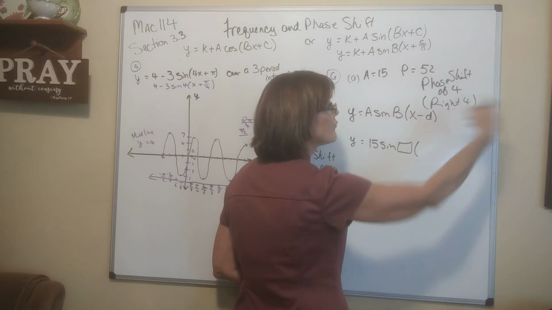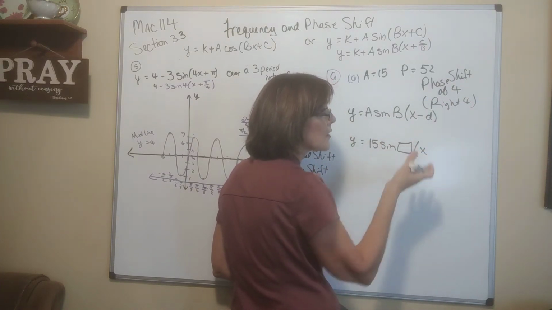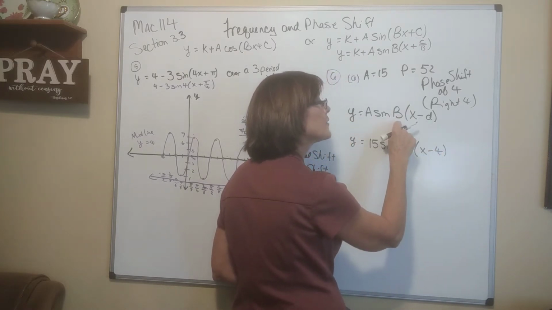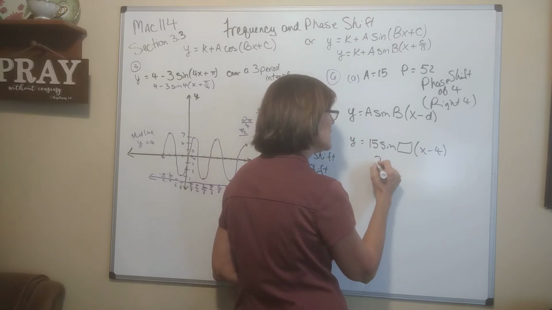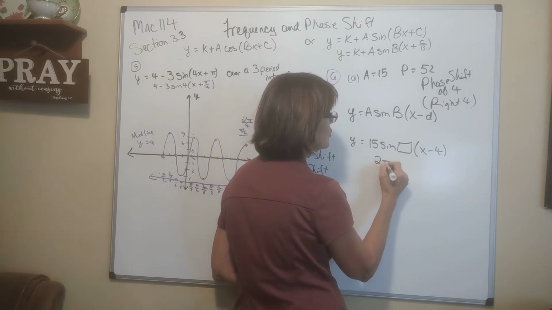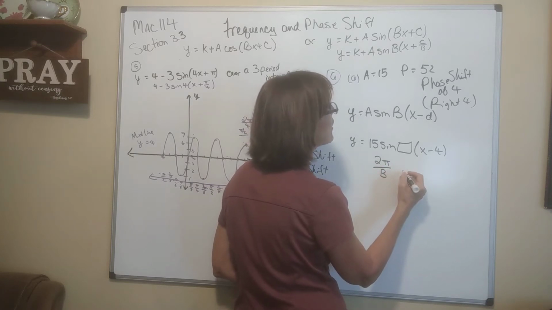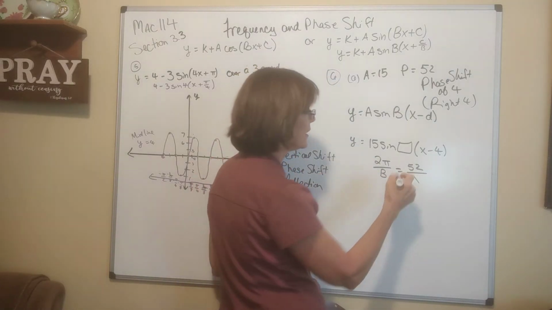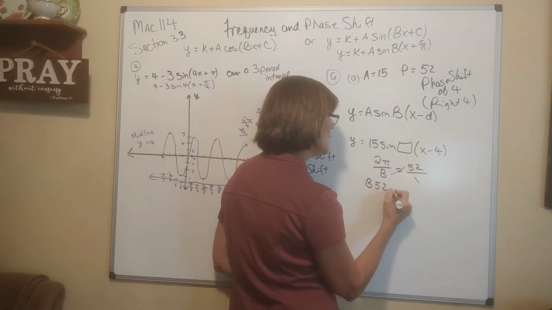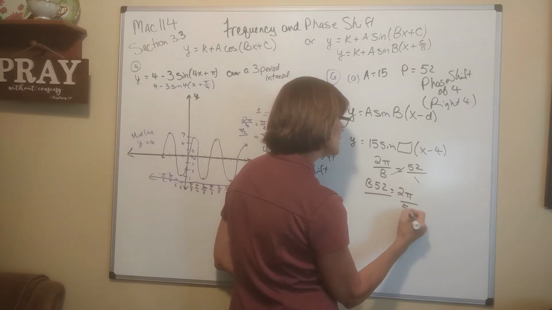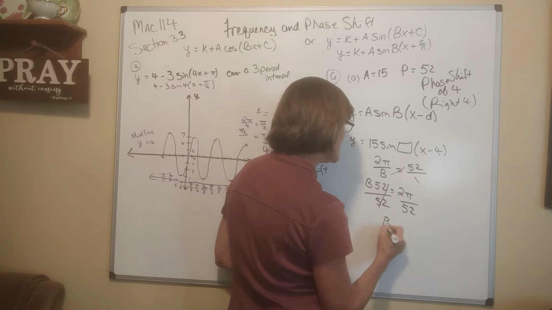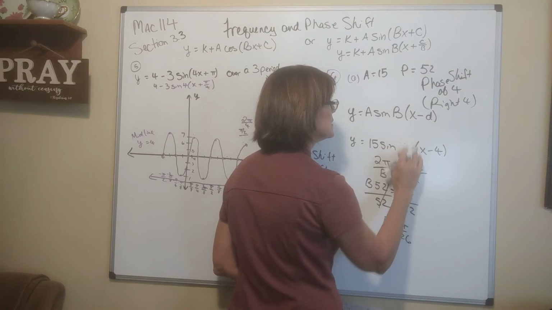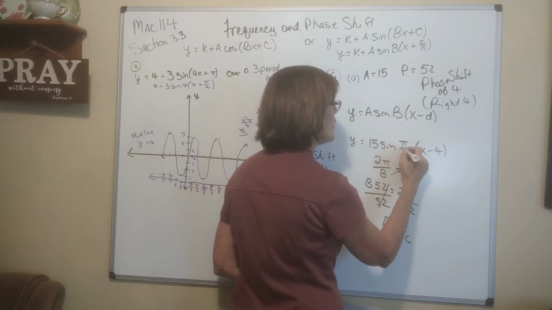It's going to go to the right 4. Well, phase shifts are opposite of what they appear to be, so I'm going to put minus 4, which will indicate to the right 4. So the only thing left I have to figure out is B. We know that the period is 2 pi over B. And they told us that the period was 52. So I'm going to write that as 52 over 1 and just solve for B. B times 52 is equal to 2 pi. So I'm going to divide both sides by 52, and we'll get that B is pi over 26. So the sine has B as pi over 26.